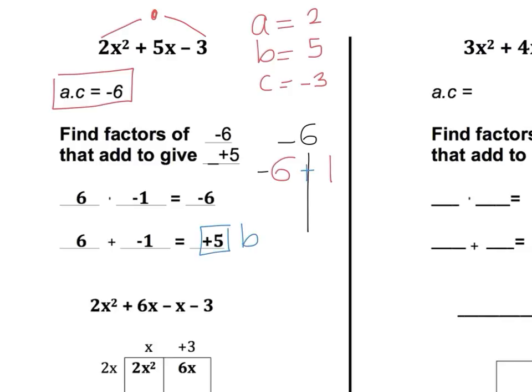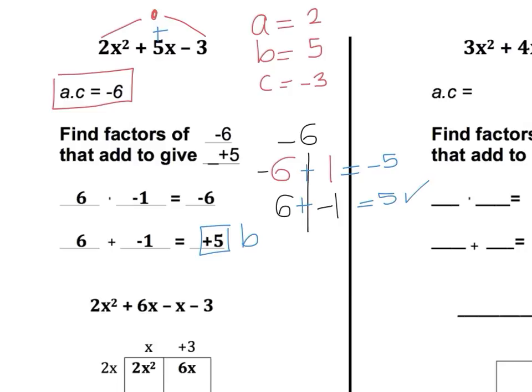That's my b value. So I need something that would add to the b value. Negative 6 plus 1 is a negative 5. I need a positive 5. So what I do is that I switch the signs. So instead of negative 6, I put 6. Instead of 1, I put negative 1. Now let's try. 6 plus negative 1 is a 5.